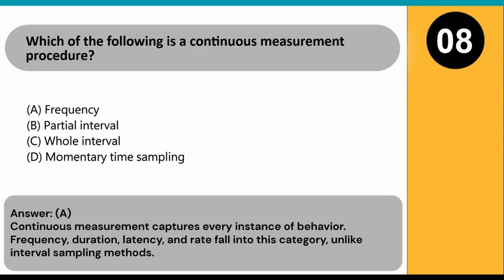Answer: A. Continuous measurement captures every instance of behavior. Frequency, duration, latency, and rate fall into this category, unlike interval sampling methods.